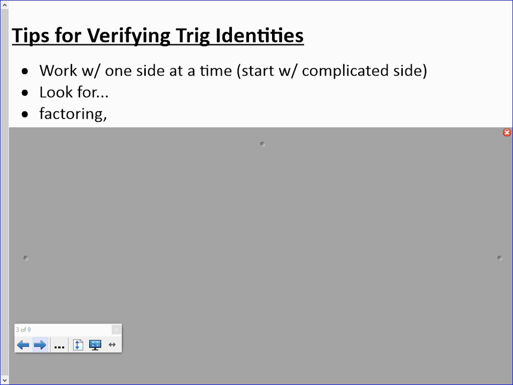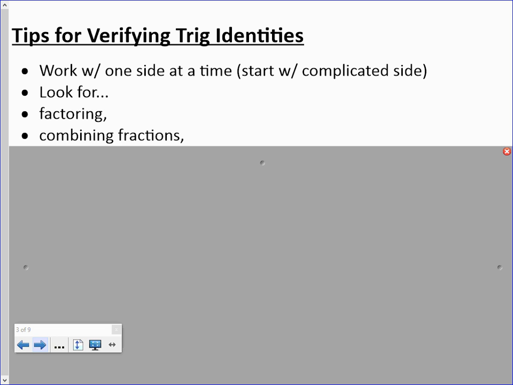Okay. You might also look for combining fractions. So if you have fractions that are being added or subtracted or multiplied, do that work so instead of having two separate fractions, you have one fraction. Okay, so put those together.